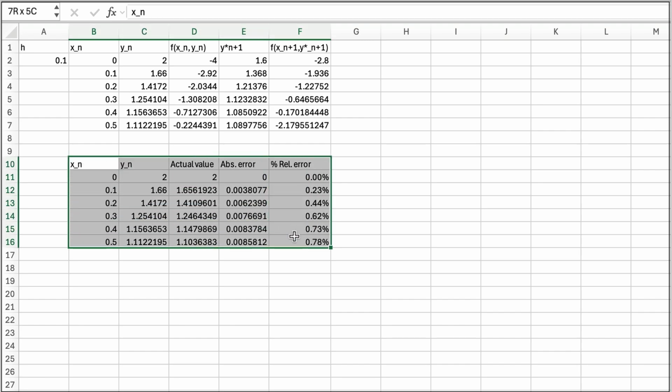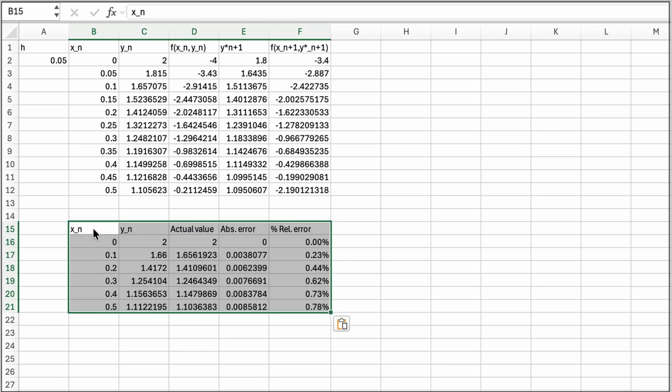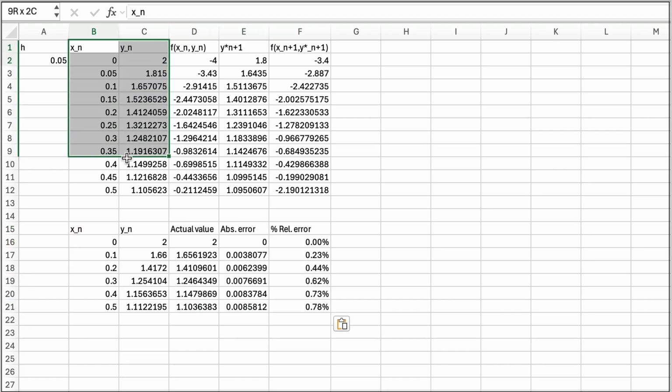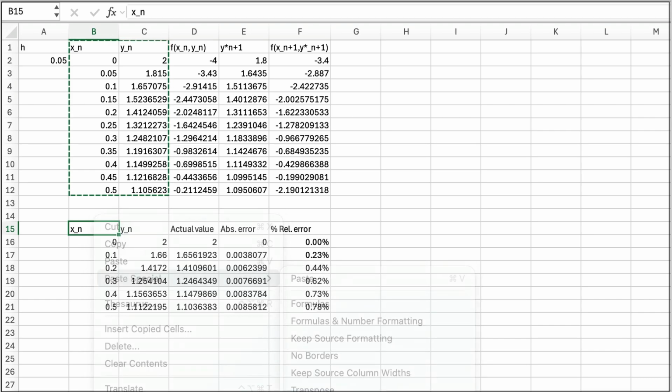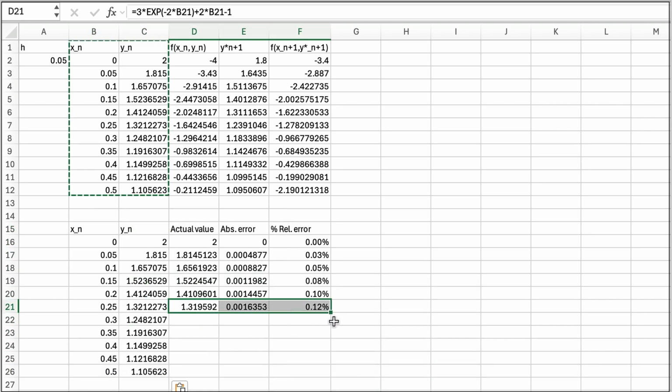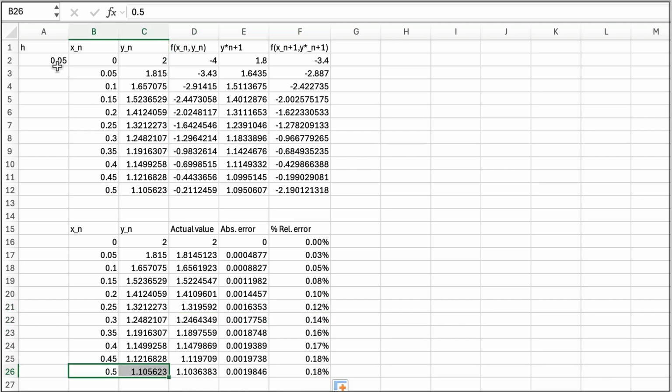Now I'm going to do all that same stuff for the step size that we had of 0.05. For that though, I need to use our new table here, and I'm going to input, paste it as values, and then drag this down here. And this is what this has been about. Using a step size of 0.05, we now have an approximation of y of 0.5, which is 1.1056. And the relative error, the percent relative error, is like 0.18%.